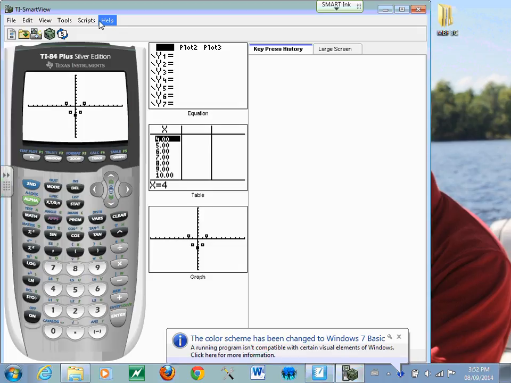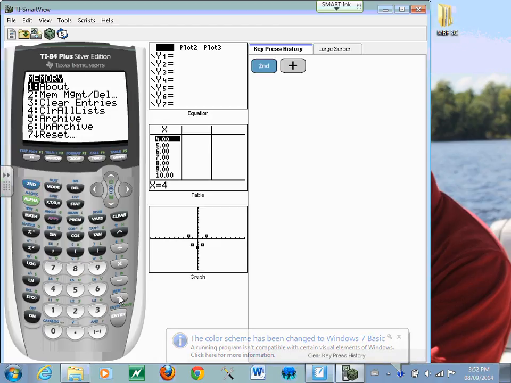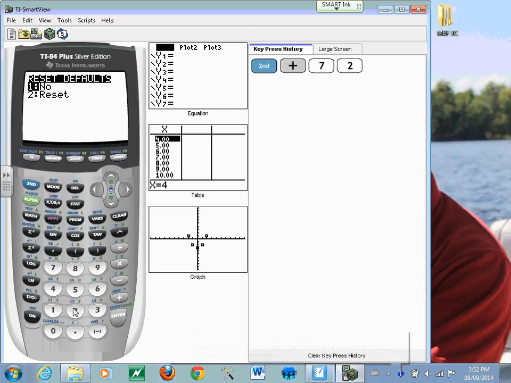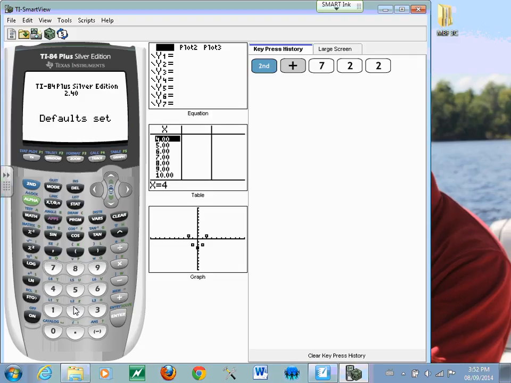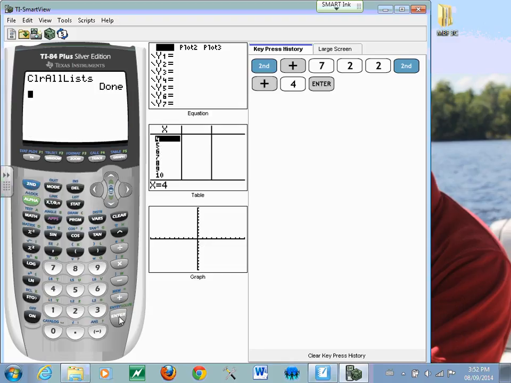Okay, so the first thing we want to do is to reset our calculator. So the first thing in reset is you're going to press a bunch of buttons. You're going to go second, plus sign, 7, 2, 2, and that's going to be default set. So that's just clearing any new programs that might have been there. The second one is to clear the list where the data has been in the past. So we're going to go second function, plus sign, 4, enter, and it says clear list done.